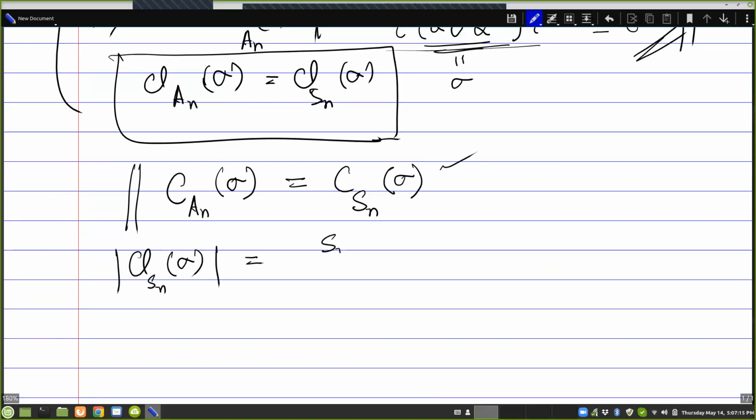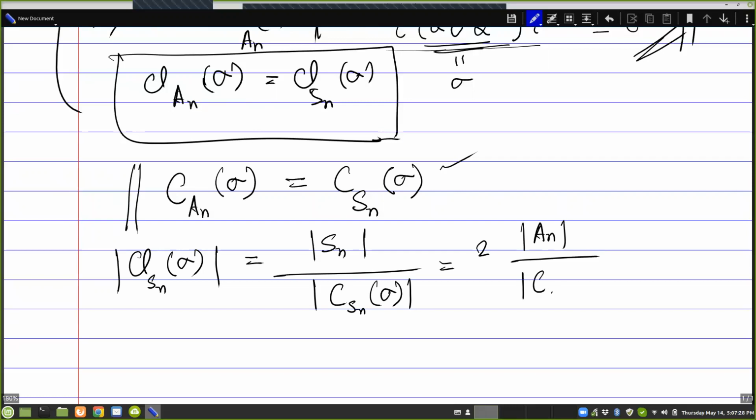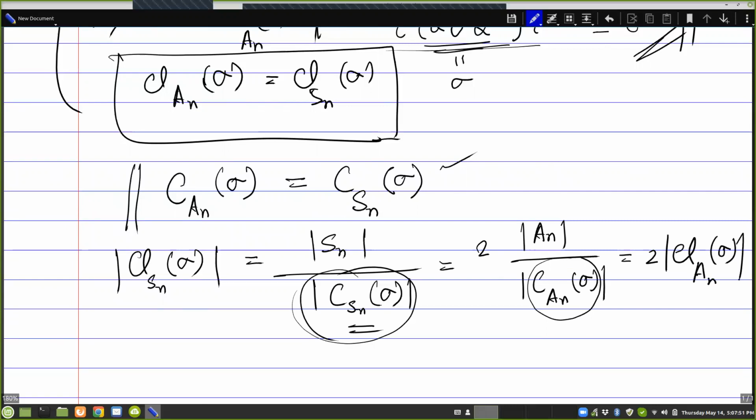this is just, according to our orbit stabilizer theorem, two times An, and we can simply in the numerator replace this by this because they are now equal. So what is this? This is nothing but 2 times the size of the conjugacy class of sigma in An.